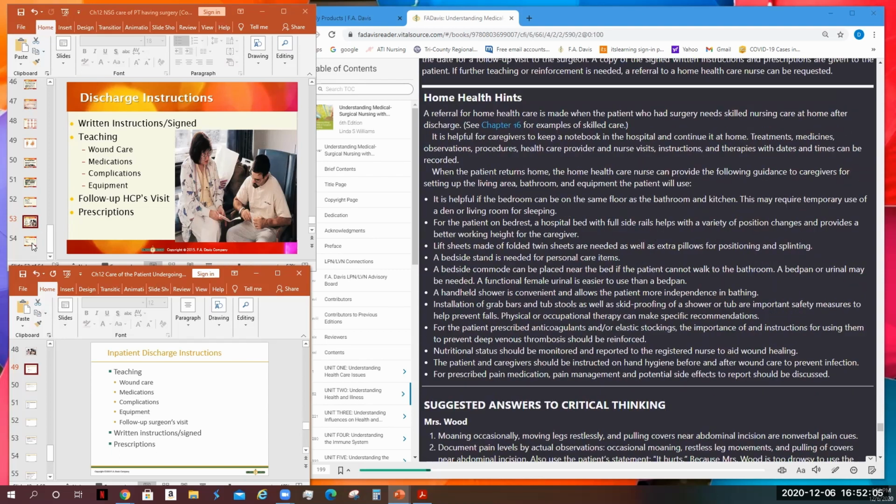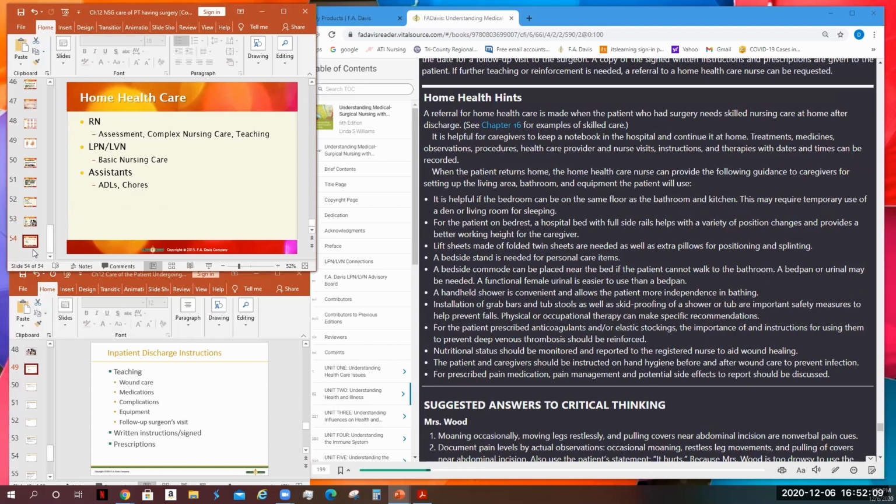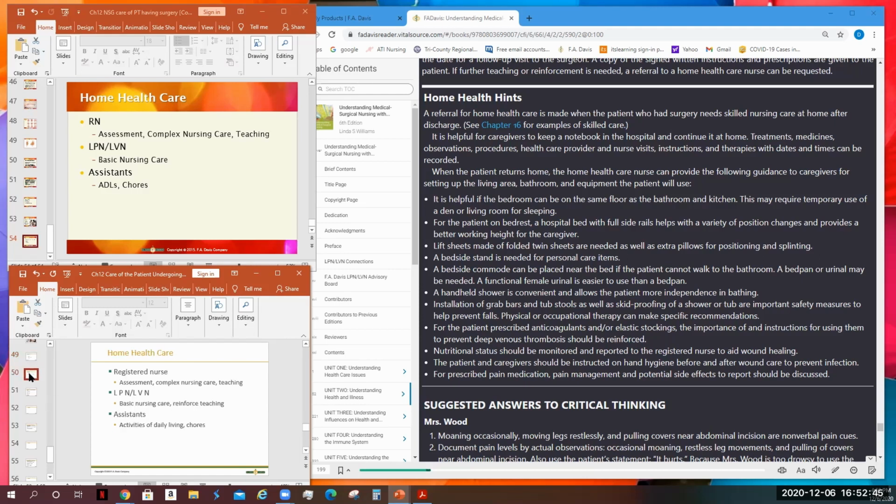Home health hints. A referral for home health care is made when the patient who had surgery needs skilled nursing care at home after discharge. See Chapter 16 for examples of skilled care. It is helpful for caregivers to keep a notebook in the hospital and continue it at home. Treatments, medicines, observations, procedures, healthcare provider and nurse visits, instructions, and therapies with dates and times can be recorded.